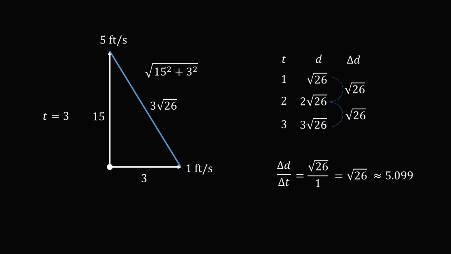In this particular problem, it appears the distance is changing linearly with time. So this delta d over delta t calculation does work out to be the correct answer of the square root of 26, or approximately 5.099. But so far, what we've done is a discrete estimate. The question was given in a calculus class, so let's find the answer using differential calculus.